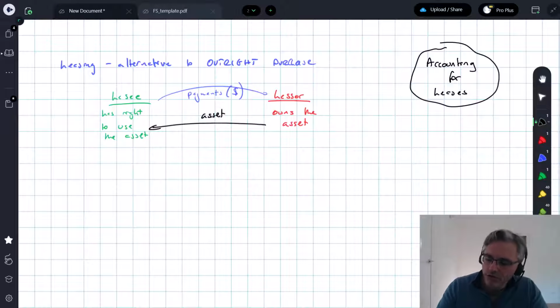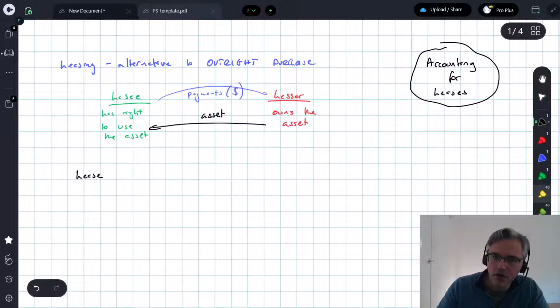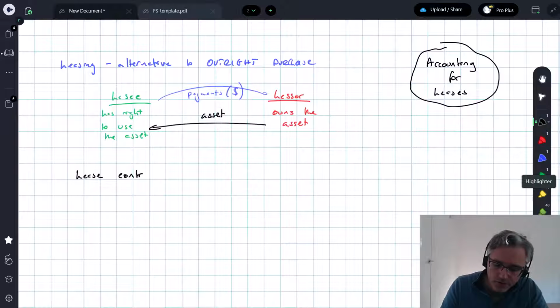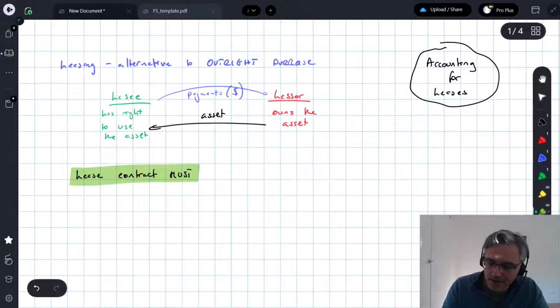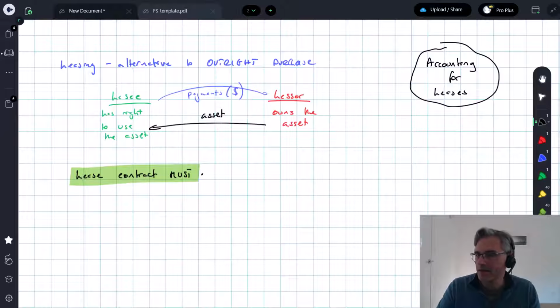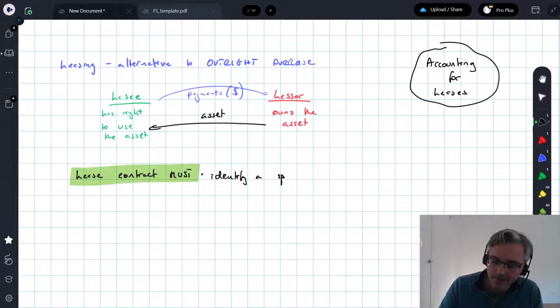Now, for a contract to qualify as a lease, and you have to know this, the book contains this definition. So in order to qualify as a lease for accounting purposes, the lease contract must satisfy three elements. First of all, there needs to be a specific asset that's identified in the contract. Identify a specific asset, like a specific car that you have the right to use as the lessee.